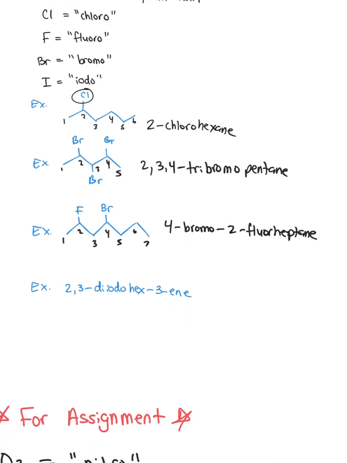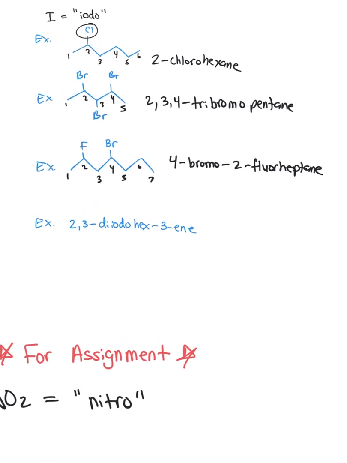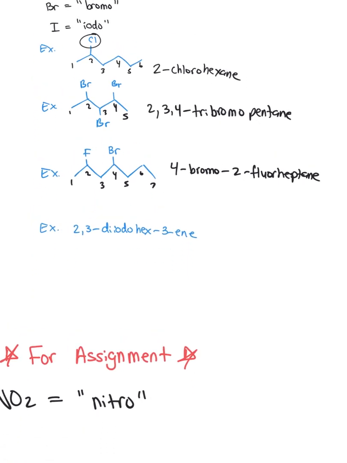If you had a triple bond or a double bond, you would have to indicate the location. Just like in our last example here, we have 2,3-diiodohex-3-ene. Sometimes the 3 can be shown before the parent chain to indicate where the double bond is. Sometimes it's right in the middle in this case.